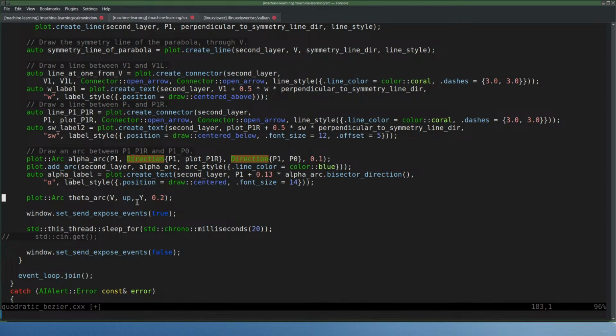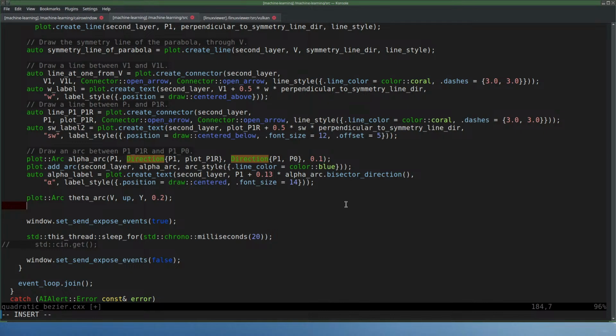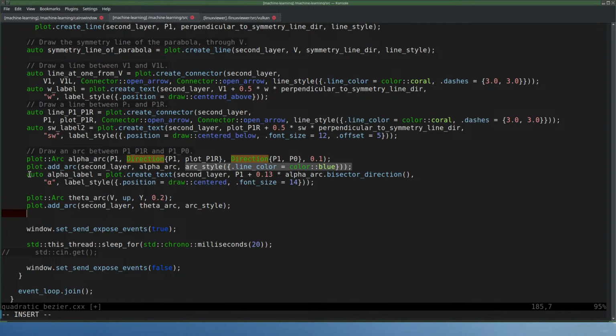So this goes from the up direction to the y direction, length of 2. That would be the arc. Might as well add the arc visibly. Add arc to the second layer, this arc with an arc style. Whatever the color is, I think default color is already blue. We move this. And then we have to add label, theta, label, plot, create text, second layer.